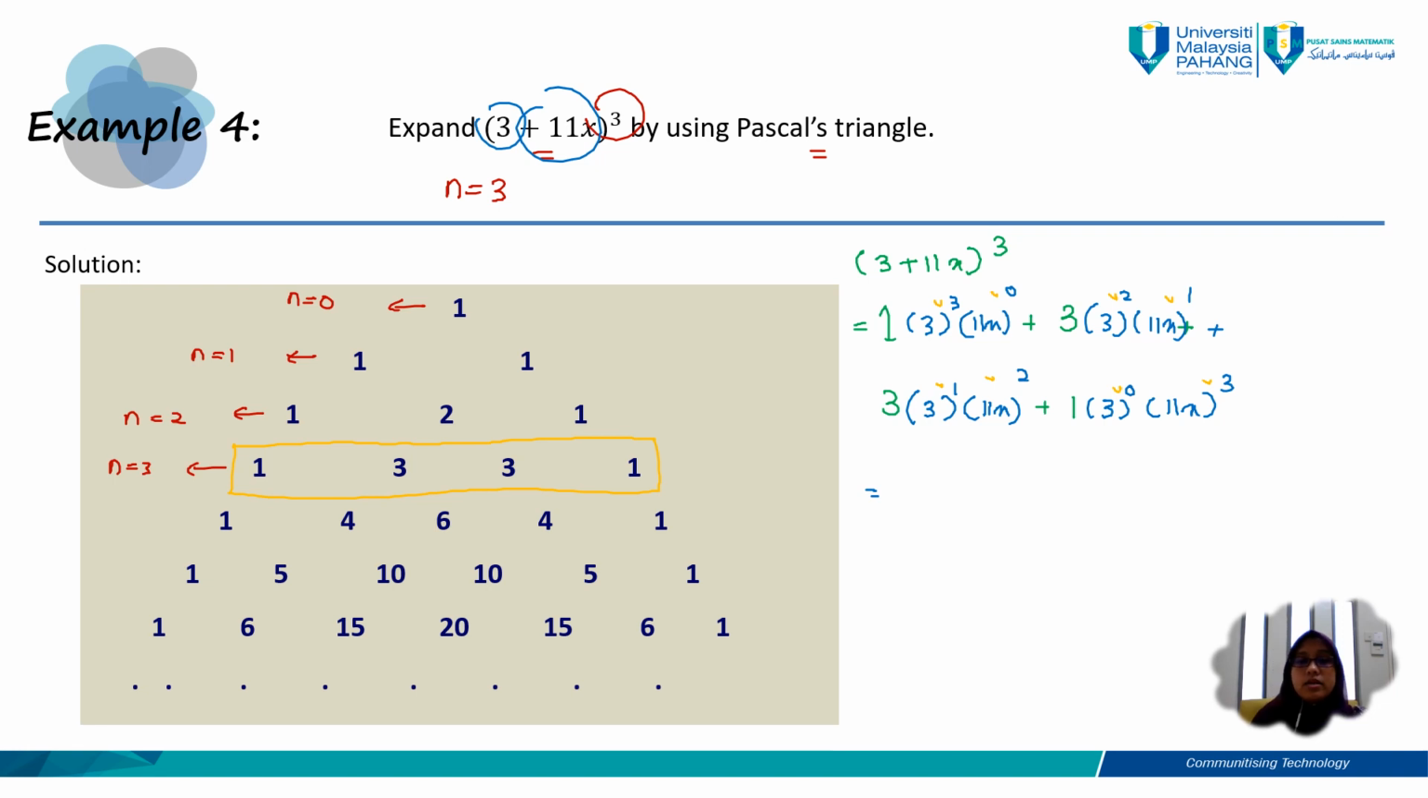Let's expand. 3 to the power of 3 is equal to 27. 27 multiplied by (11x) to the power of 0, which is 1, so you just have 27. And then for the next terms, you will have 297x plus 1089x^2 plus 1331x^3. So this is how you expand your binomial expression by using Pascal triangle.